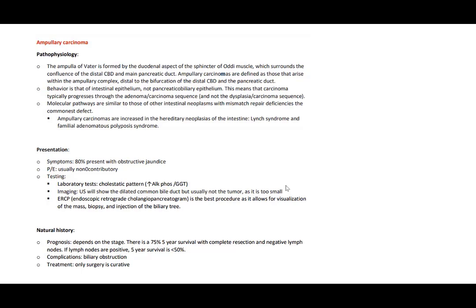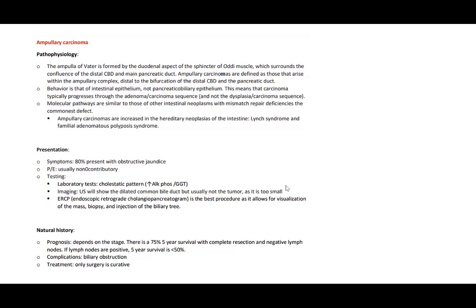Now again, most of these patients are going to present with obstructive jaundice, and again, the physical exam is non-contributory. Testing will show a cholestatic pattern, and imaging will show the dilated common bile duct, but not usually the tumor, as it's often too small. An ERCP, or endoscopic retrograde cholangiopancreatogram, is the best procedure as it allows for the visualization of the mass, a biopsy, and subsequent injection of the biliary tree.